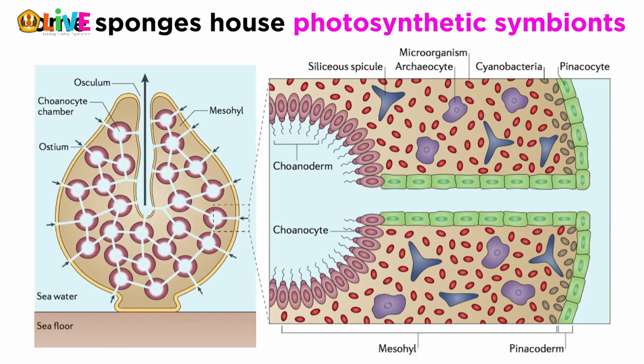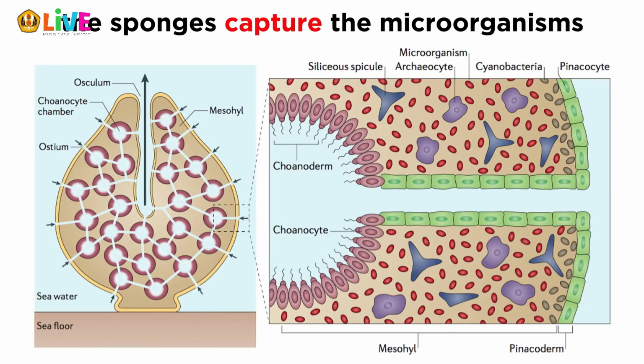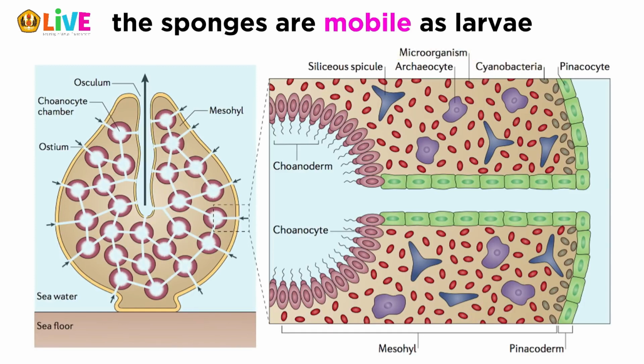Some sponges have taken this behavior to the next level and actually house photosynthesizing endosymbionts within their bodies. These few species produce more food and oxygen than they consume, like plants. But remember, they're still animals. Their bodies capture the endosymbionts. They can't grow them on their own. Also, they, like all species of sponge, are mobile as larvae.